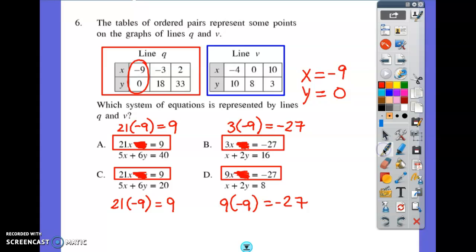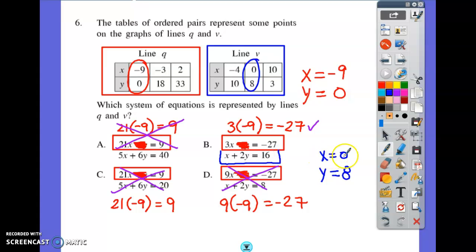Okay? So this one is not correct. This one was correct. This one was not correct. And this one was not correct. Okay? And then the last one, if you look at this, now it tells you that when x equals 0, y equals 8. Okay? So look at this, this second one.